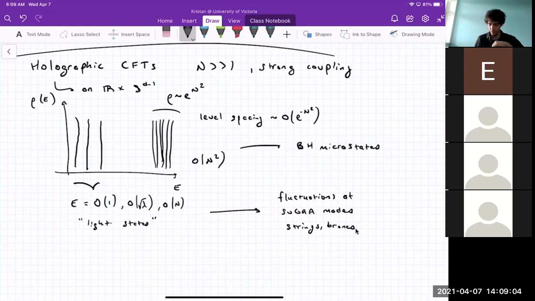And the way that you can be concrete about this is in CFT, you could imagine coarse graining by a little bit. And then this Dirac comb of these heavy states is going to have some continuous density of states that you would get upon coarse graining that's huge, that's order e to the N squared. Whereas the light operators, there's not enough of them to coarse grain into something continuous.